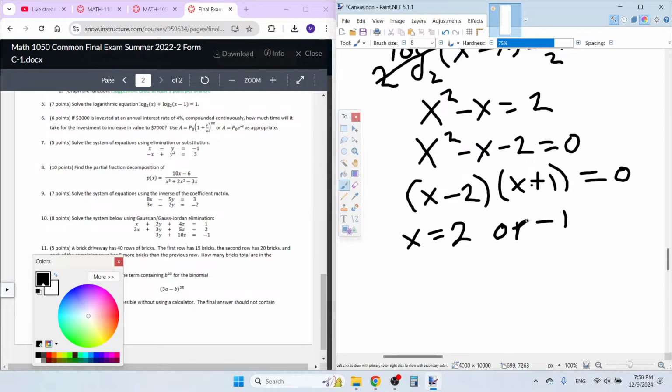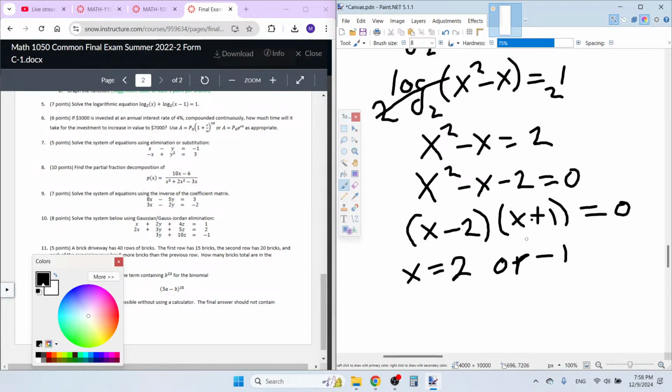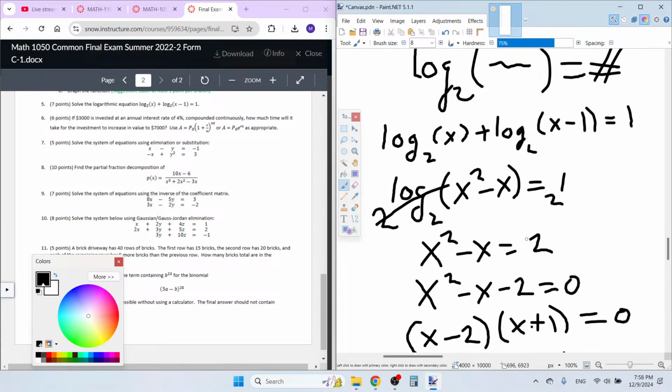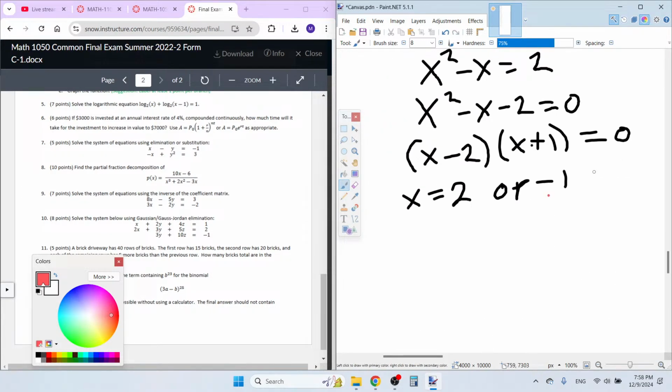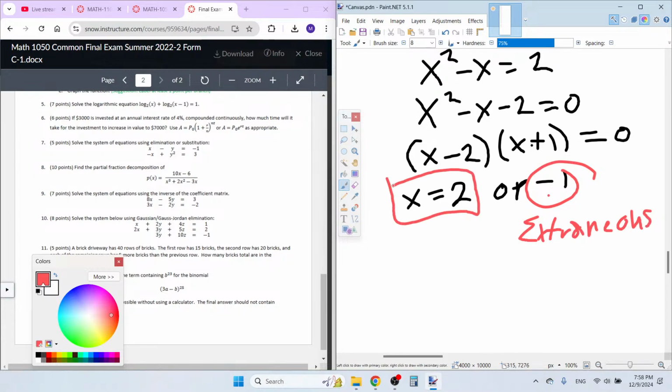But this is a logarithmic equation, so we go back to the original statement and say, can I plug 2 into the original equation? Well, that works, and 2 minus 1 is 1, so that works. Everything's great. Can I plug -1 in? Oh no, can't take a log of a negative. That's bad. So this is extraneous, and this one is an actual solution.